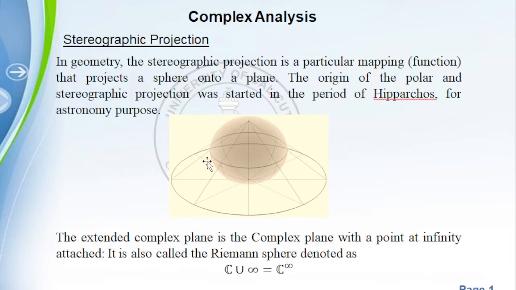A sphere is projected onto a plane. The extended complex plane is the complex plane with a point at infinity attached to it. This is called the Riemann sphere and is denoted as C infinity, that is, C union infinity. Points on the sphere are mapped onto points on the plane, and vice versa. We can consider how this projection works.